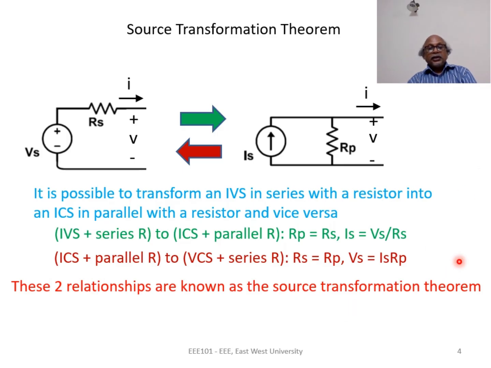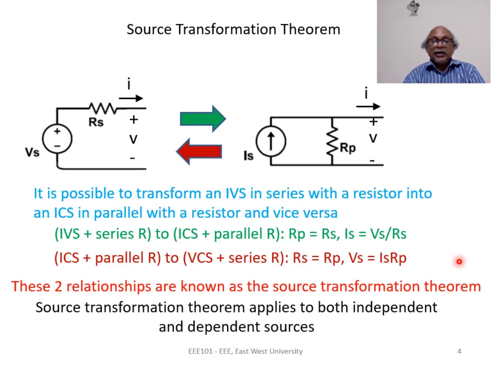Remember that the source transformation theorem applies to both independent sources as well as dependent sources. If we start with a dependent voltage source and transform from left to right, we will end up with a dependent current source. If we start with a dependent current source and transform towards left, we will end up with a dependent voltage source. Remember that transforming a dependent voltage source, you will not get an independent current source and vice versa. There is another subtle point that we should be aware of.